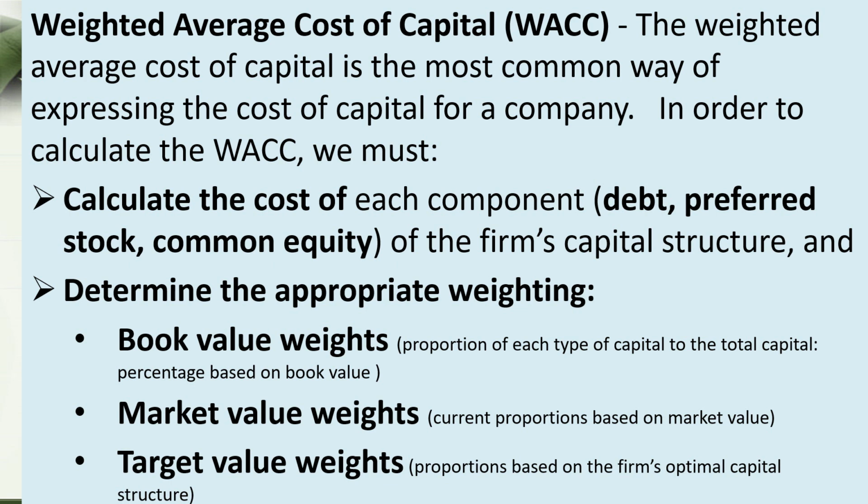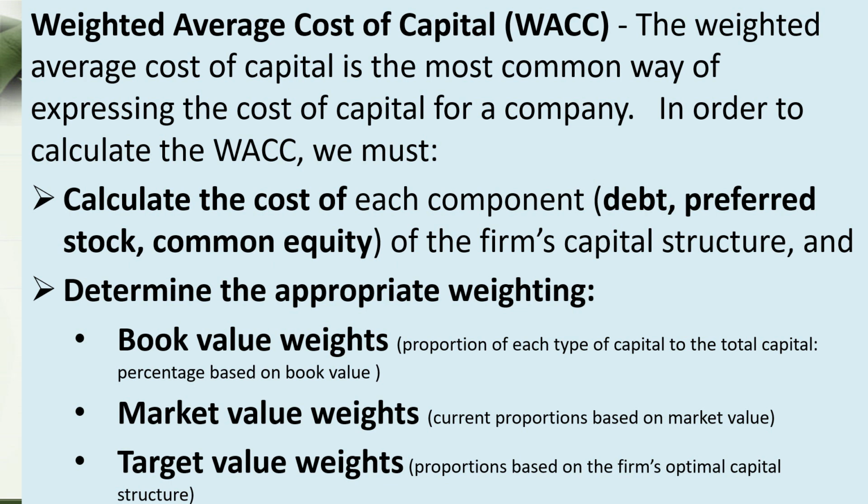What is the weightage? The weightage can be on three methods that we can take. One is based on the book value weight, which is more common, where we take the proportion of each type of capital to the total capital, as a percentage based on book value. So the total capital will be treated as 100%, and we see how much is the debt, how much is the preferred stock, and how much is the common stock. So like that we have to calculate.